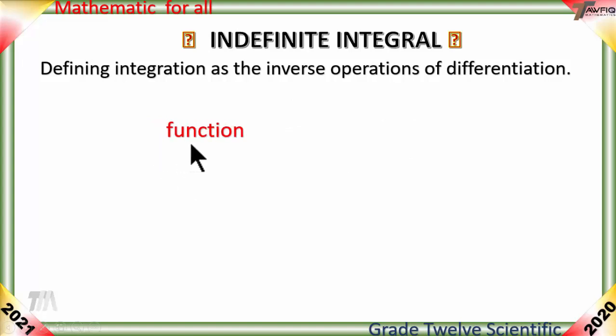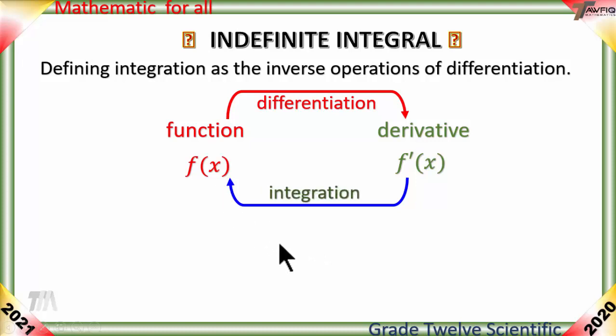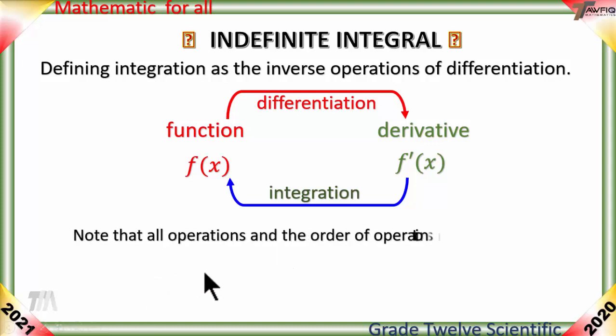If we have a function f of x, and we want to find the derivative of this function, f prime of x, we must make a differentiation. But if we have a derivative, to find the function, we must take integration. And note that all operations and the order of operations are reversed.